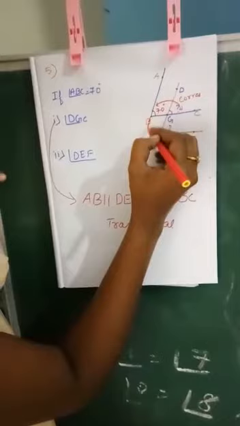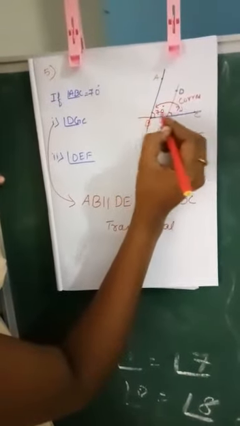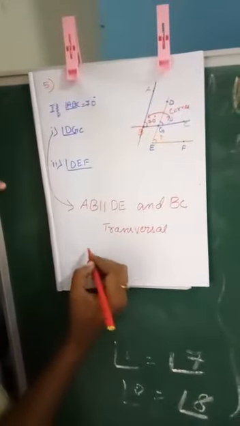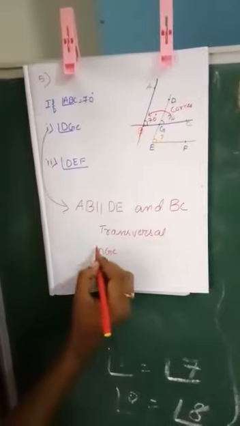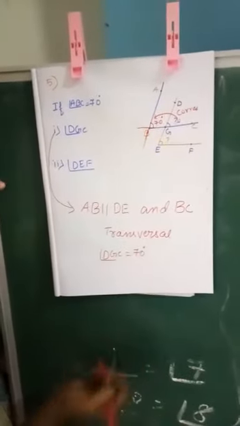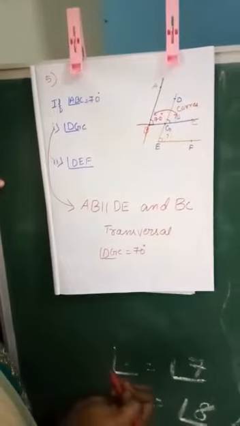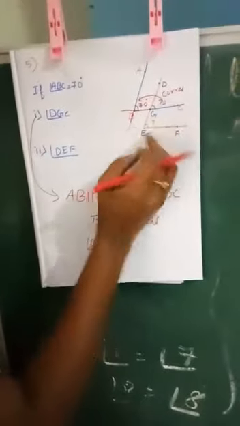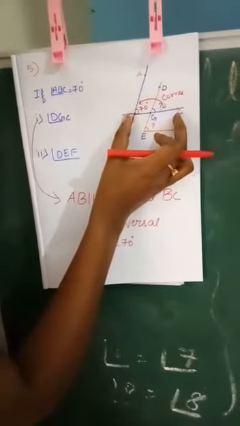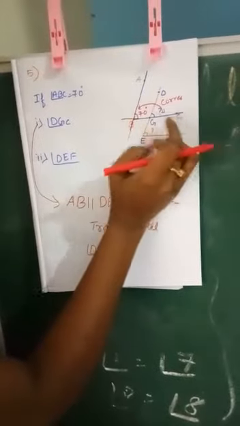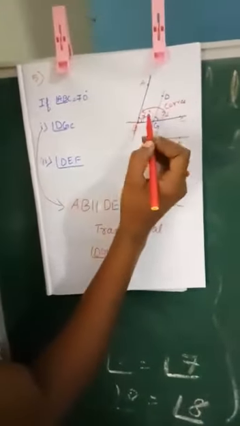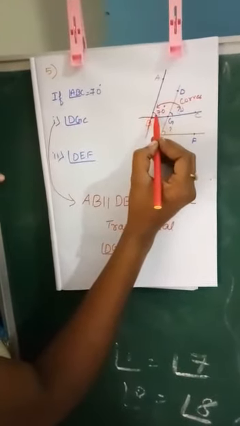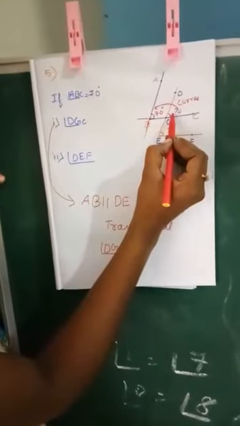If you extend this figure like this, can you observe the corresponding angle here, 70 degrees? This angle is also 70 degrees. Therefore angle DGC is equal to 70 degrees, because it is a corresponding angle. Why is DGC 70 degrees? Because AB is parallel to DE and BC is the transversal. If a transversal line intersects two parallel lines, according to the property, corresponding angles are equal. If this angle is 70 degrees, this is also 70 degrees.